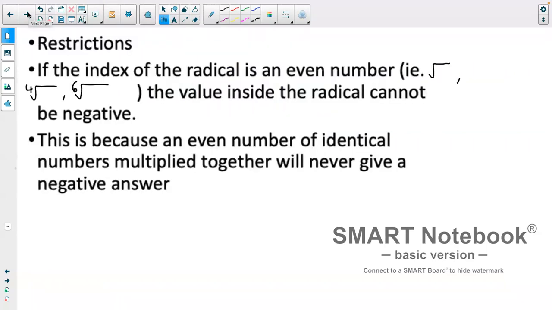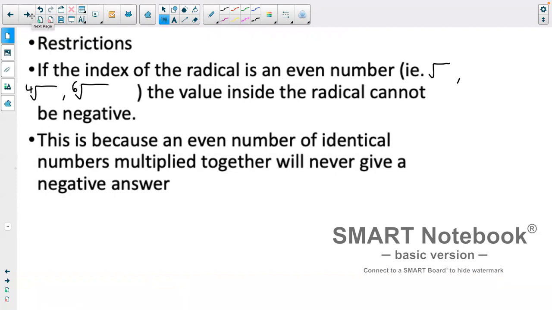Okay, so now that we've started dealing with variables, we also have to consider restrictions. If we have a radical with an even index, so for example, a square root, a 4th root, an 8th root, the value inside the radical cannot be negative. This is because if we take any number, multiply it by itself an even amount of times, it will always give us a positive. So therefore, we cannot find terms that would, for example, give us a 4th root of a negative, because something multiplying by itself 4 times will never give you a negative answer.